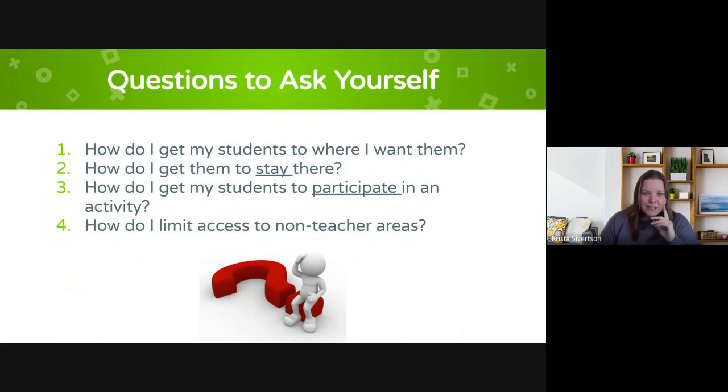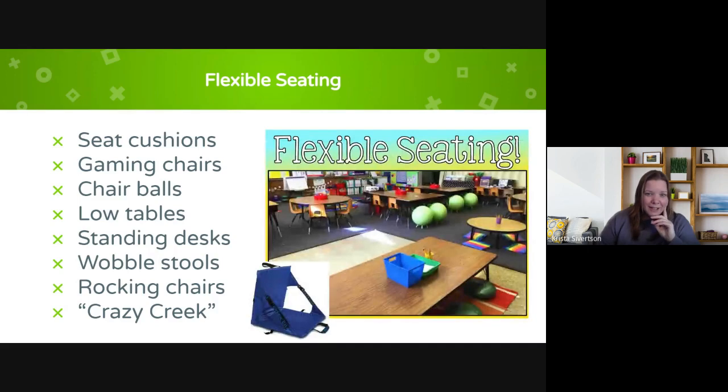But one thing that we do often to get kids to stay in their spots is providing things like flexible seating. So these will look different in every classroom, and you're going to have to do some trial and error to see what works for your students. But it can be everything from just having seat cushions in a regular chair to a completely different kind of chair, like a rocking gaming chair or chair balls. I've also seen a lot of teachers using lower tables and lowering the table down to the ground so students can sit on the floor or on a carpet square or maybe on one of those seat cushions. Or using chairs that move, like the wobble stools or a rocking chair.